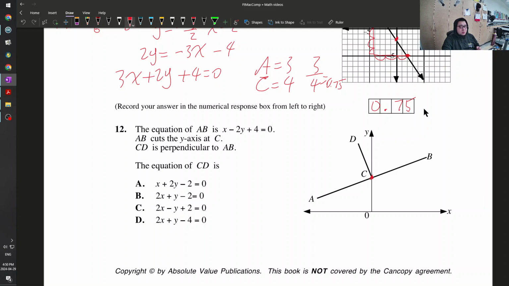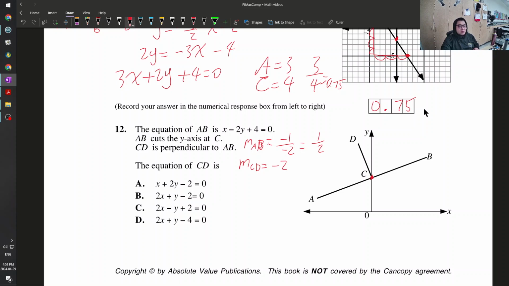what is the slope of AB? It is equal to -1/(-2), which is equal to 1/2. Therefore, the slope of CD is equal to the negative reciprocal of this, so -2. Okay, now I have to find out what this point is.